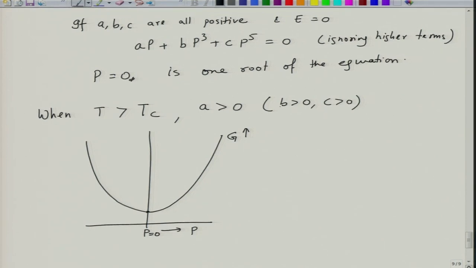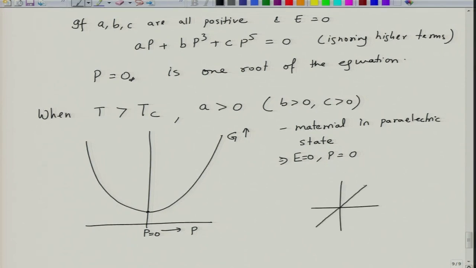So basically for this condition, we represent the material as being in paraelectric state, which means that when E is equal to 0, P is also equal to 0, and that is what it means for a paraelectric state. This was our plot. So this is P, this is E, it saturates of course, but at E equal to 0, P is equal to 0, that is the root, and that is where the free energy minimum occurs. So this basically suggests that for A greater than 0, B greater than 0, C greater than 0, at T greater than TC, the material is in paraelectric state with polarization P equal to 0 as a root.